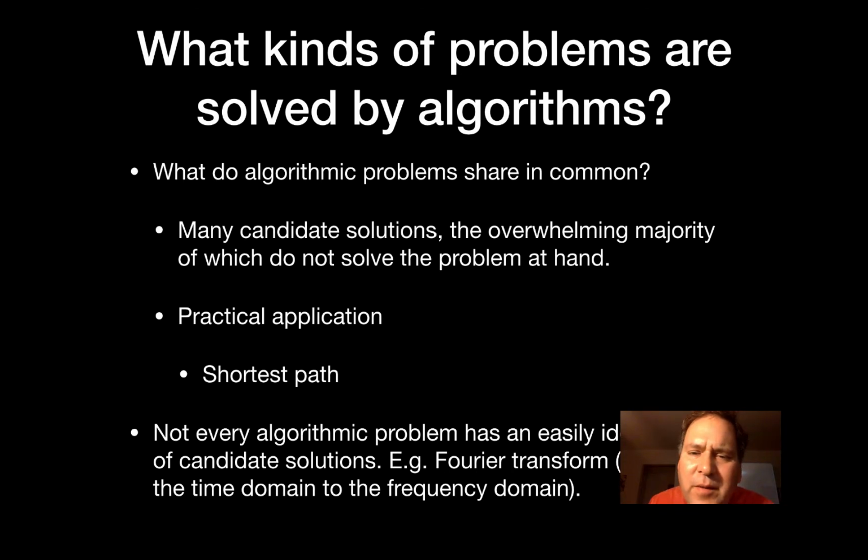What do algorithmic problems share in common? Many candidate solutions, the overwhelming majority of which do not solve the problem at hand. We also have practical applications, such as computing the shortest path amongst vertices in a directed weighted graph. And not every algorithmic problem has an easily identified set of candidate solutions. For example, a Fourier transform, converting the time domain into the frequency domain.